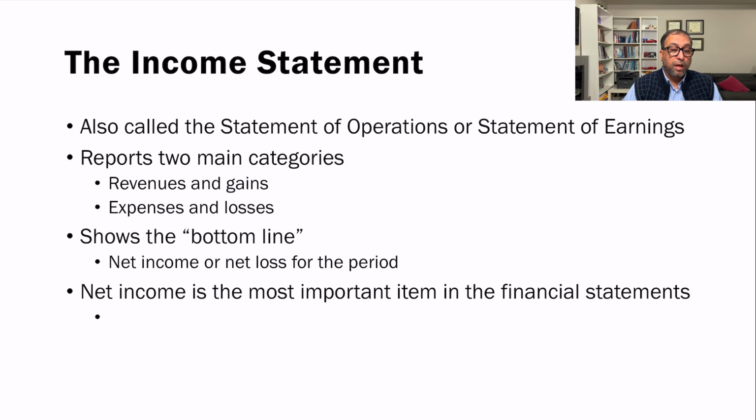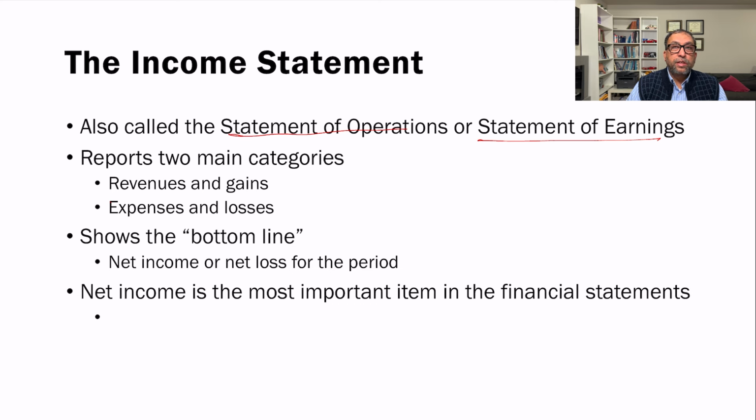How much cash the company generated and spent during the year is answered through the statement of cash flow. So these are broader points related to each statement. The income statement is also called the statement of operations or statement of earnings. So these are also names for the income statement.